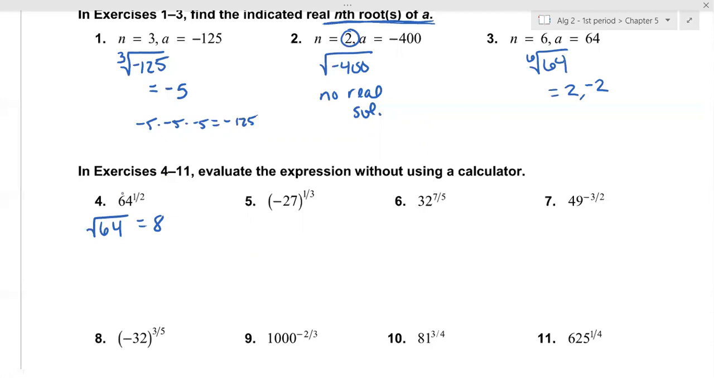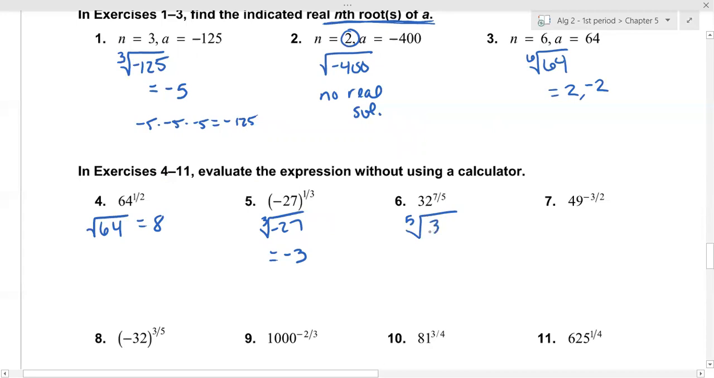All right, so in 5, this will be the cube root of negative 27. So I'm looking for a number that when I multiply it 3 times, I get negative 27. That can only be negative 3. All right, number 6 is going to be the 5th root of 32 raised to the 7th power. So I'm going to start by solving the 5th root of 32, which I believe is 2. So I have 2 to the 7th now, which is 128. And if you need help doing this in the calculator that you have, please ask.